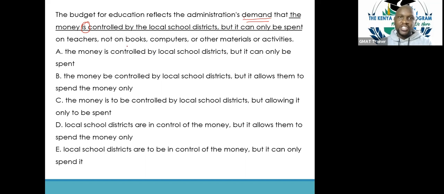So the budget for education reflects the administration's demand that the money is controlled by the local school districts, but can only be spent on teachers, not on books, computers, or other materials or activities. So with that in mind, now you can look at the answer choices and see which one has the right subjunctive structure. So A says the money is controlled by. Of course, A is always a replica or a repetition of the question as it is. And as we've discussed before, A is incorrect because it doesn't follow the rules of the subjunctive. It uses the verb is here, which is not the correct form of the subjunctive.